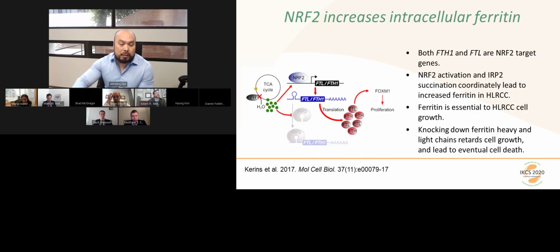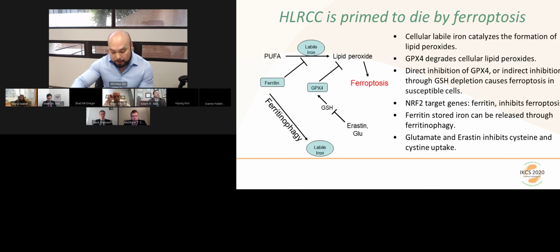So more recently, we have been trying to investigate NRF2 target genes that are important for this particular tumor type. And we found that the ferritin genes, which encode the different subunits of ferritin, are both NRF2 target genes, and they're very important for HLRCC cell growth. If you knock down these genes, it will lead to growth suppression, and prolonged knockdown of these genes leads to cell death. And incidentally, through a different study, we used a machine learning method. We found that HLRCC cells are very susceptible to a form of cell death known as ferroptosis.